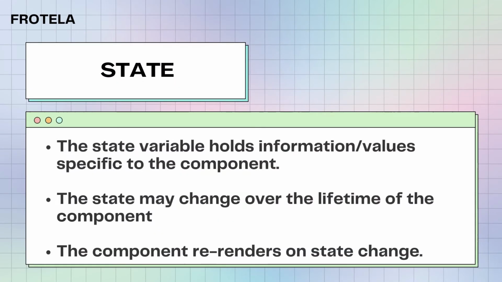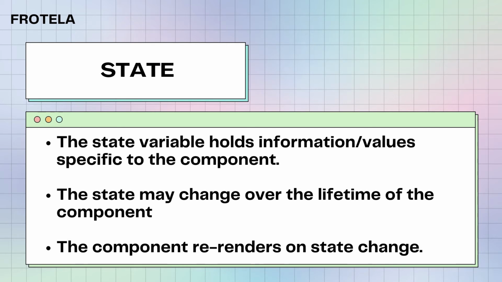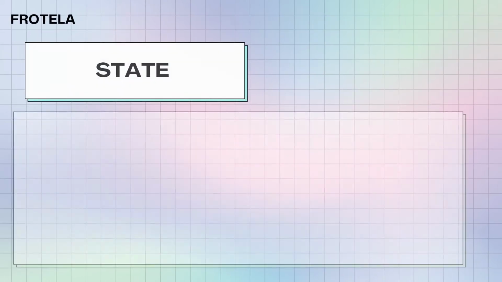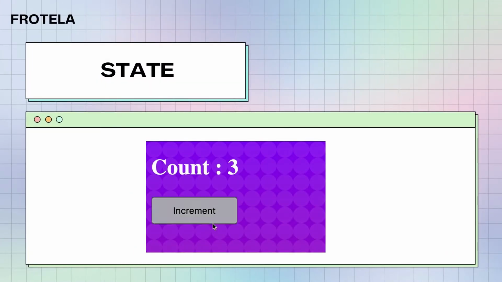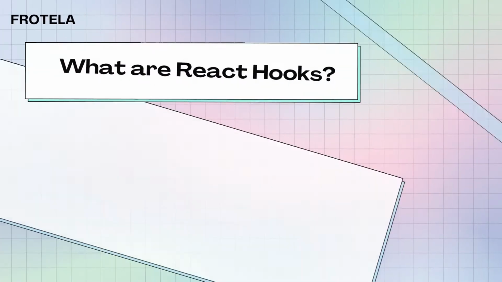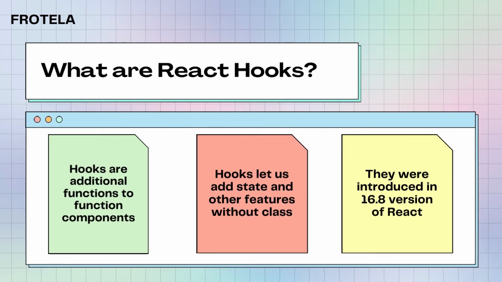Now let's see about the state. State is something which changes. We can assume it like a button click or an event. Assume we have a counter like this and the value of it must update with the button click. So we achieve it with the help of state. We change the state so the count of it gets updated and the components will re-render only when the state changes. And what the heck are React hooks?